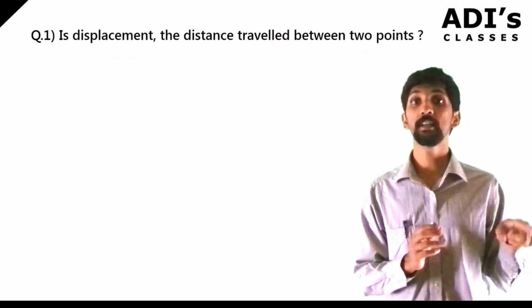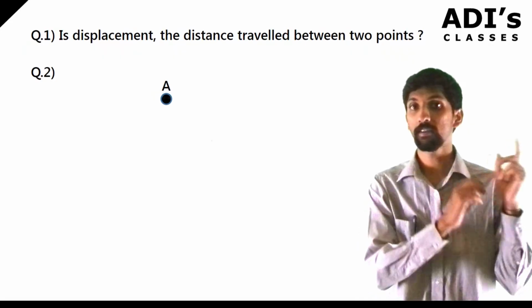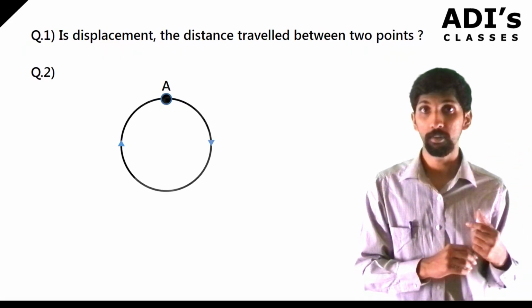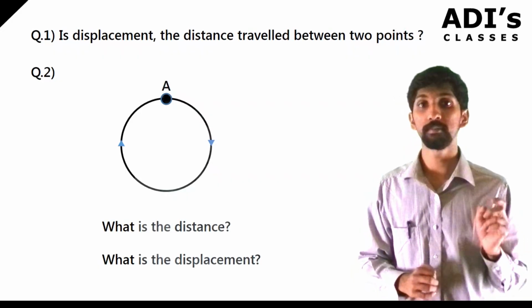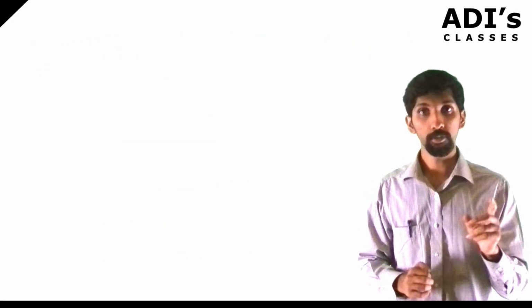And next is, suppose I have a circular track. I start from point A and reach back to the same point. What is the distance traveled and what is the displacement? So, in the next video you will get to know the answers.